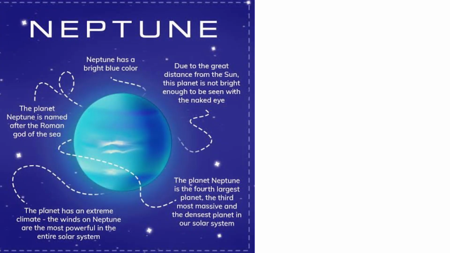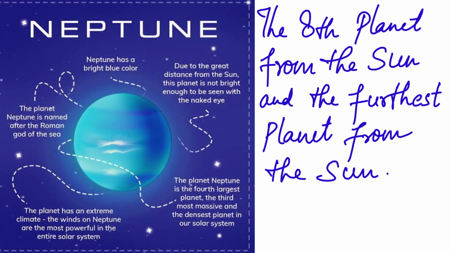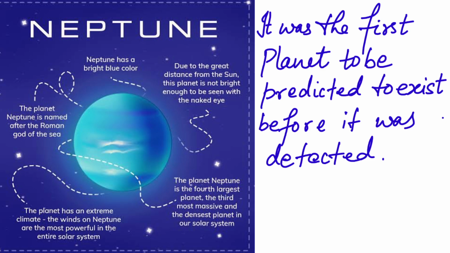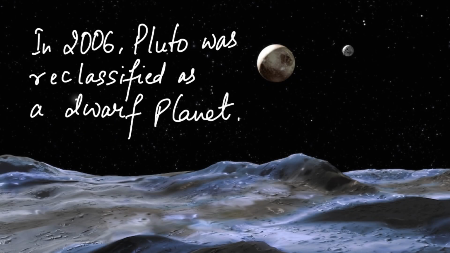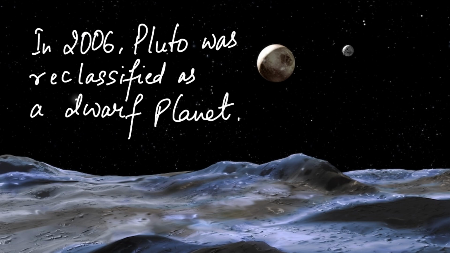Last is Neptune, the eighth planet from the Sun, and the furthest planet from the Sun. Neptune was the first planet to be predicted to exist before it was detected; a German astronomer used calculations to help find Neptune through a telescope. Its blue color is due to a mix of water, ammonia, and methane gas. It is an icy planet and receives very little heat from the sun. In 2006, Pluto was reclassified as a dwarf planet, so we will not consider Pluto as a planet.